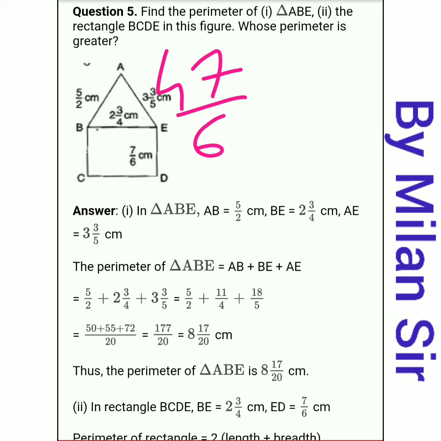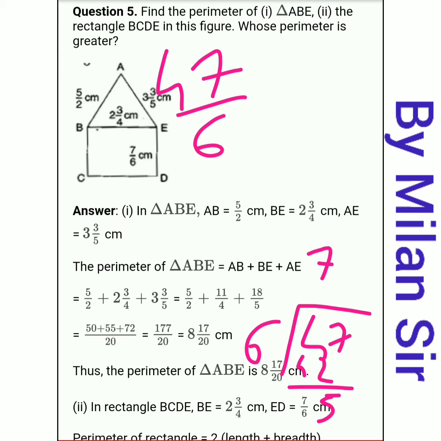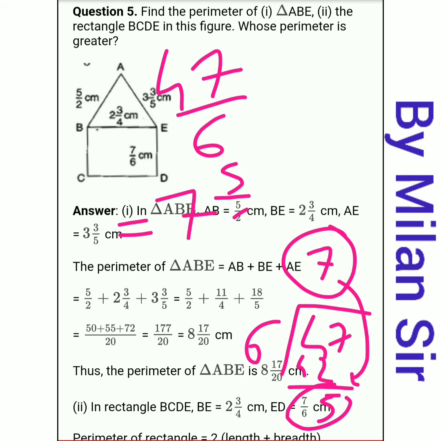Now we need to convert this into a mixed fraction, right? So just divide 47 by 6. 6 sevens are 42, so the remainder is 5. So here our answer is 7 integer 5 by 6. 7 integer 5 by 6 centimeter.